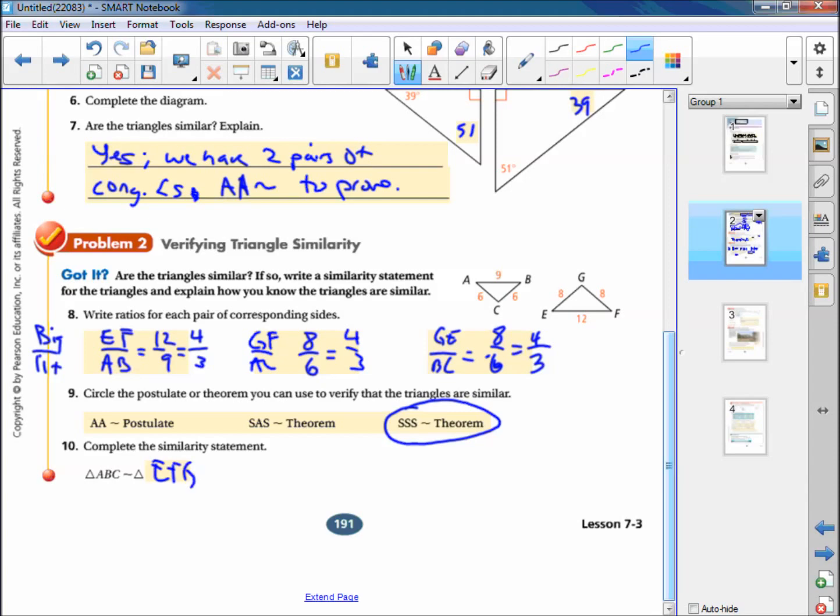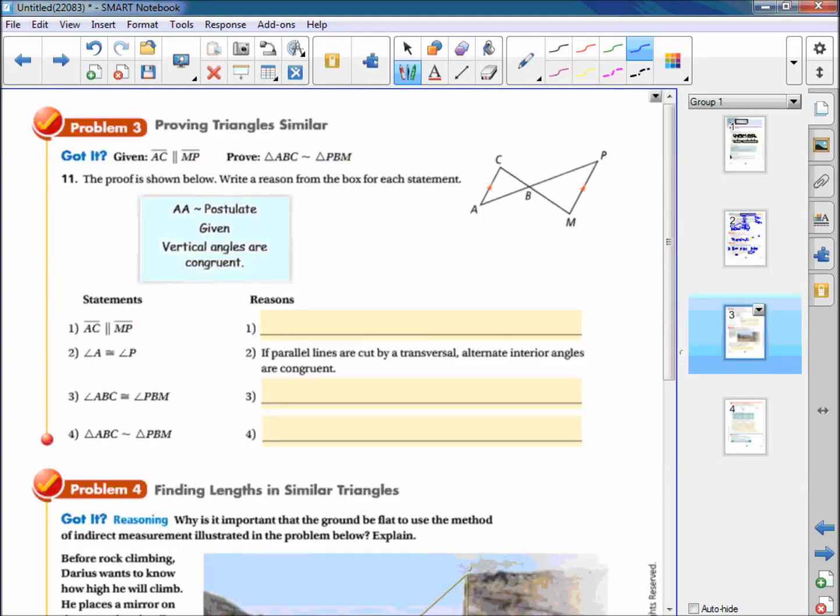All right, let's flip it over and take a look at page 3. Okay, problem 3 on page 3, we have proving triangles similar. And we're given two parallel sides here. So AC and PM are supposed to be parallel. And we want to prove that the little triangle ABC is similar to the big triangle PBM. And we're given the reasons for this. We just have to get them in the right order.